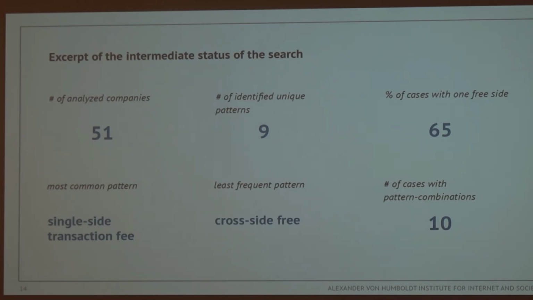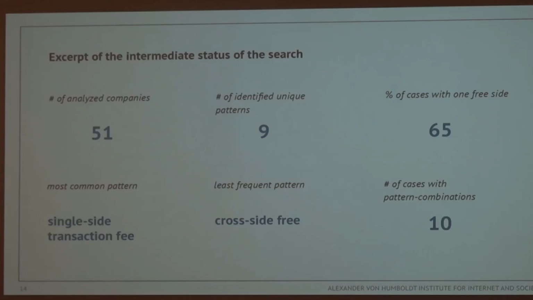The most common pattern was the single-side transaction fee. The least common pattern, which appeared only once, was the cross-side free, which means the platform is not earning any money. That was a cryptocurrency company, and they publicly said that they got so much funding that at the moment they do not need to make any money. Probably not sustainable. In 10 cases, there were combinations of different patterns where, for example, one side got a transaction cut, and on the other side a freemium model was applied.